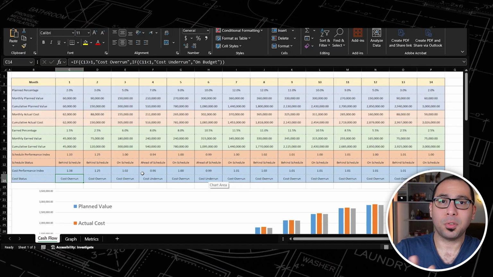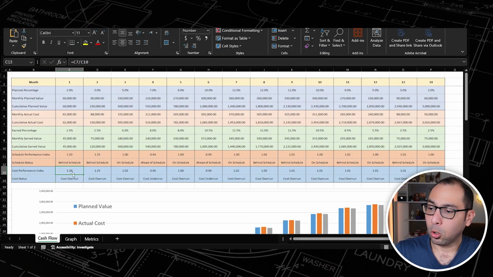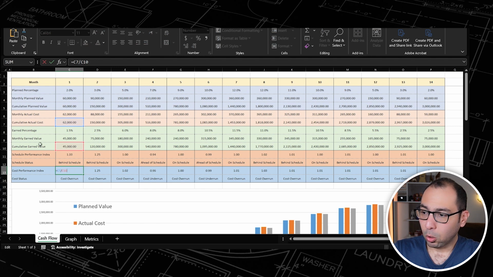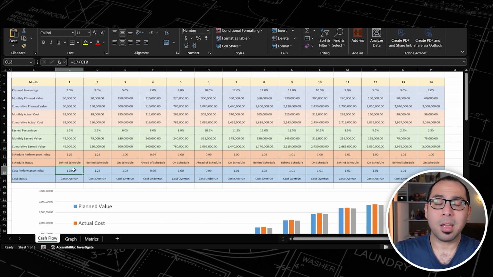And now coming to the most interesting part for me, which is the Cost Performance Index. The Cost Performance Index is an indicator that tells you whether you are below budget, on budget, or above budget. So as you can see here for the first month, for example, if we divide the actual cost by the earned value, and again we are dealing with the cumulative values, very important, I am getting a Cost Performance Index of 1.38, which means I am 38% above my budget. Why? Because I spent 62 and I earned only 45.